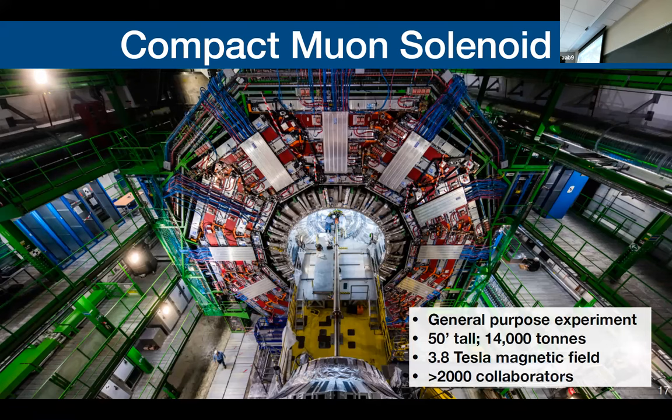And don't be fooled by the name. Even though it says compact, it's 50 feet tall and weighs 14,000 tons. It's a huge experiment. And it has almost a 4 Tesla magnetic field. That's about the same as an MRI machine, although this thing is about the size of maybe a small house, right? And so we have around 2,000 physicists who all work together to make sure that this machine works correctly and has nice data that we can examine.